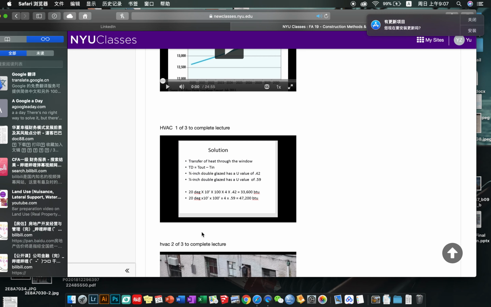When we go to the 1/4 inch, which is thinner, we know that that's going to lead to more heat transmission between the two sides because it has a higher U value. So you multiply that out, the same 20-degree difference times 10-foot high glass walls times 100-foot long, and there are 4 of those walls, times 0.59, which is the coefficient. And we can see, since the coefficient is higher, the BTU, or the heat transfer between the two sides, is higher also. So that's 47,200 BTU.